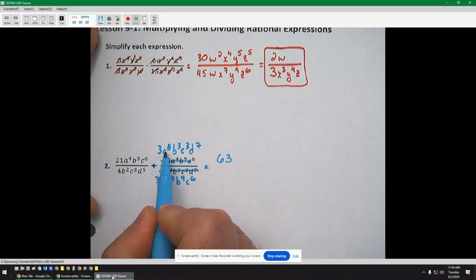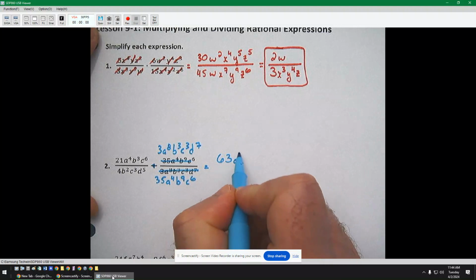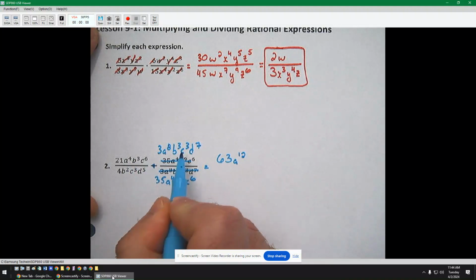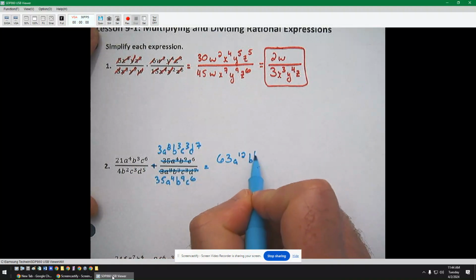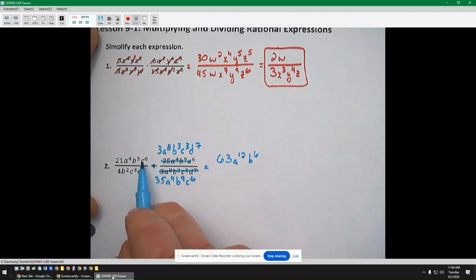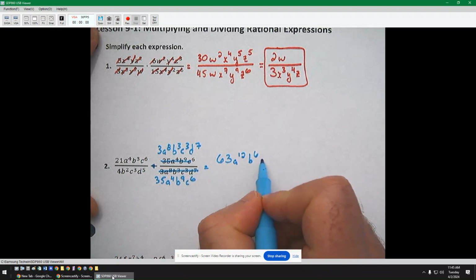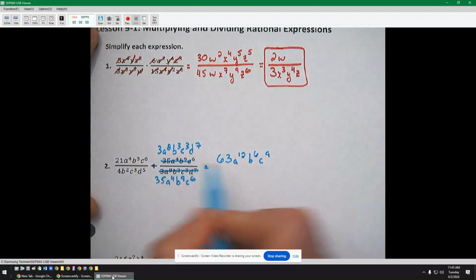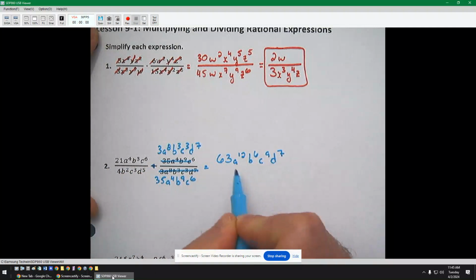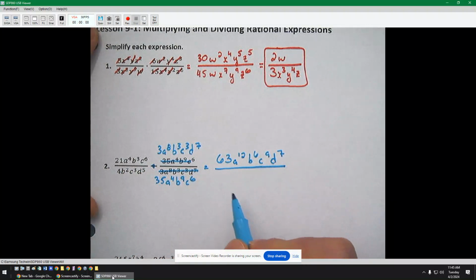A's, there are 4 here, there are 8 there, so there are 12 A's. There are 3 B's and 3 B's, so that's 6 B's. C to the 6th, C to the 3rd is C to the 9th. And it looks like there's only D to the 7th. Over, I'm going to clean up the bottom now.